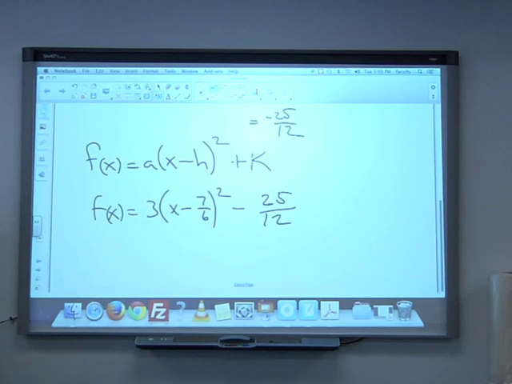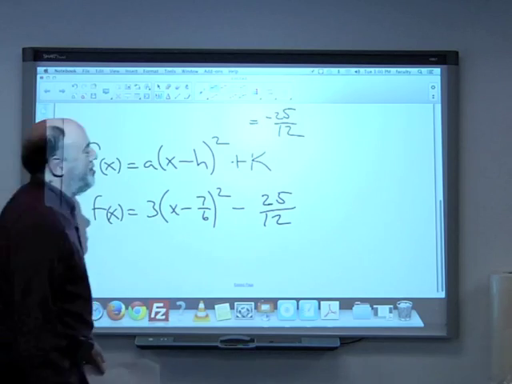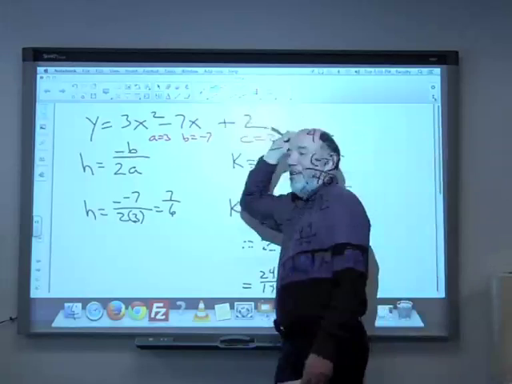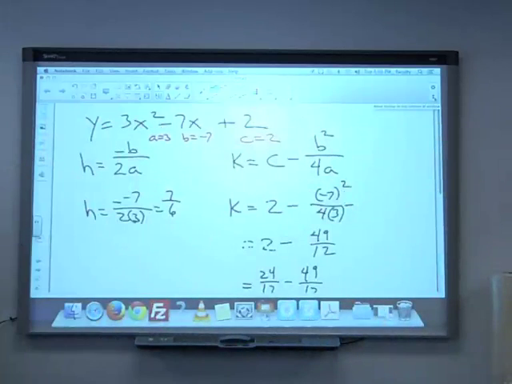Does this quadratic open up or open down? Let's go back to the top. Does it open up or open down? Open up. You can tell that easily enough. Look at the number in front of the x squared. If the x squared term is positive, it opens up. If the x squared term is negative, it opens down. So the sign will tell you if it opens up or opens down. Okay?